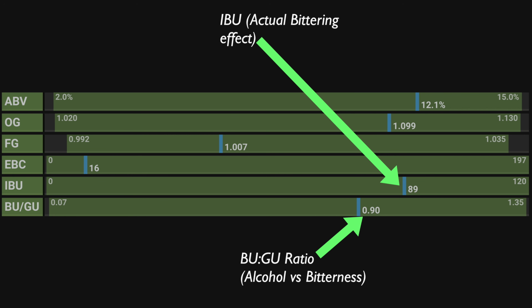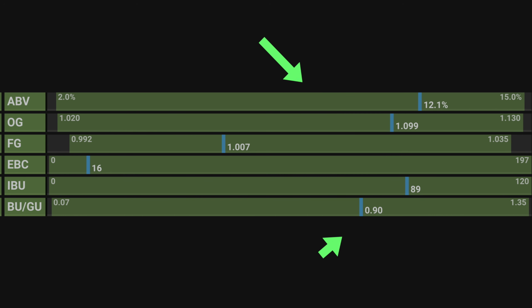Belgian beers, for example, tend to be balanced with less bitterness compared to American hop-forward beers, for example. The example shown on screen is from a triple American IPA, which is on the bitter side with an overall BU-GU ratio of 0.90, but some IPA styles will go further than this, of course.